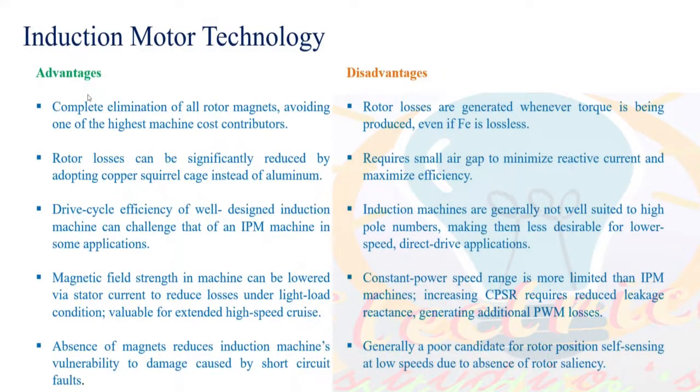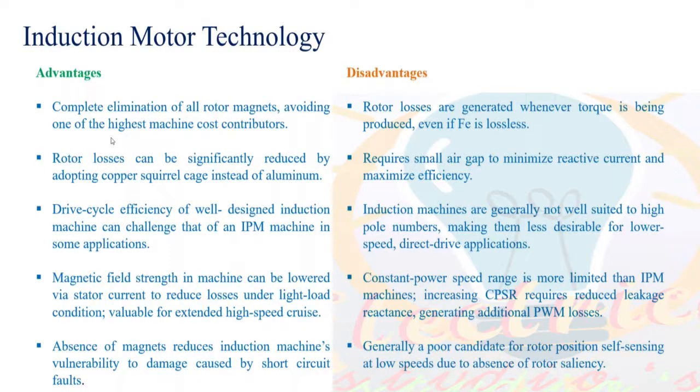The induction motor system completely eliminates all the rotor magnets, avoiding one of the highest machine cost contributors, right or not? So it contributes to saving your cost. It saves the cost of your motor when you use an induction motor. So these are all the reasons that Tesla gives for why they use induction motors.